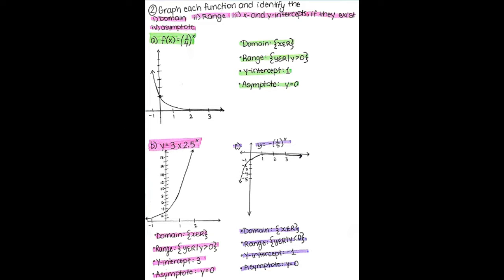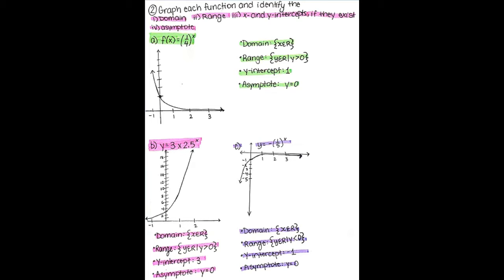Graph each function and identify the domain, range, x and y intercepts if they exist, and the asymptote. To graph f(x) equals 1 over 4 to the power of x, we substitute x values such as 0, 1, 2, 3, and you get the y values 1, 1 over 4, 1 over 16, and 1 over 64. Plot these points on the graph and connect, and as you can see, the b value is greater than 0 but smaller than 1, which is why there's an exponential decay.